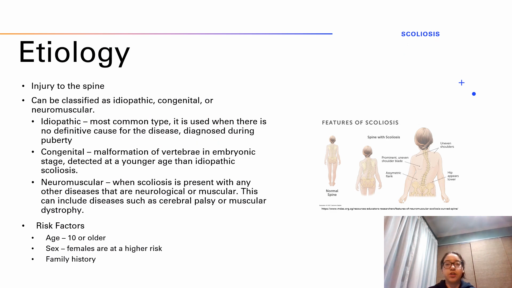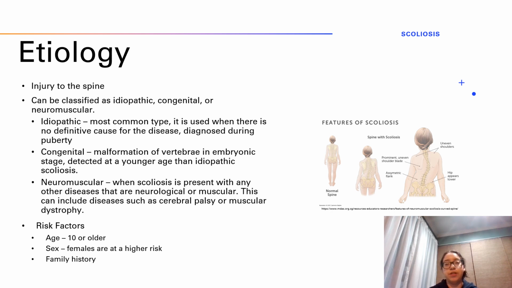For etiology, I will first speak about what the underlying causes and risk factors there are. First, scoliosis can be acquired by an injury to the spine causing it to curve. Overall, it can be classified into three main categories known as idiopathic, congenital, or neuromuscular scoliosis. Idiopathic is the most common diagnosis, and it actually accounts for about 80% of diagnoses.